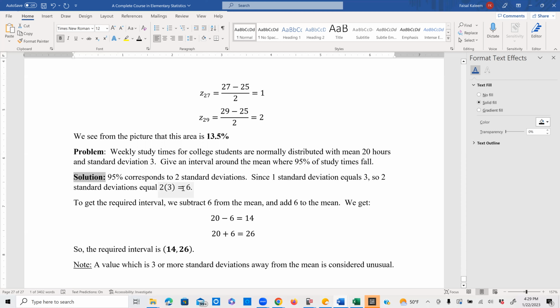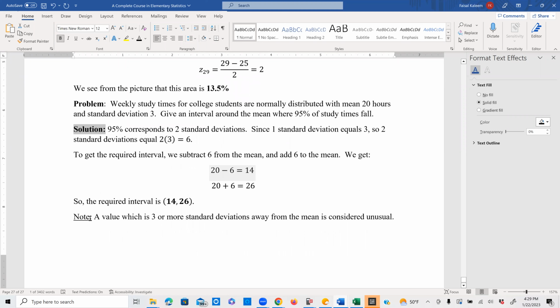To get an interval around the mean, you will basically subtract these 2 standard deviations to get the lower bound, and you'll add these 2 standard deviations to get the upper bound. So the mean was 20. When we subtract the 6 from 20, we get 14. And we add it, we get 26. So the required interval is 14 through 26. And then remember that a value which is 3 or more standard deviations away from the mean is considered unusual in this course.